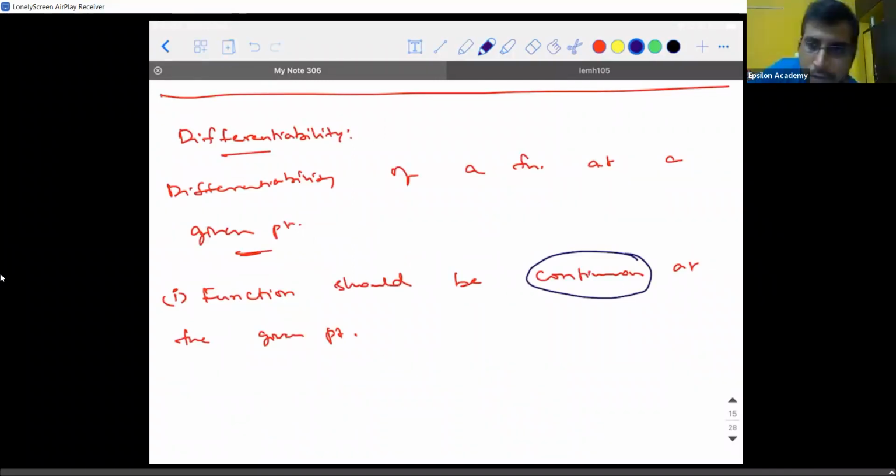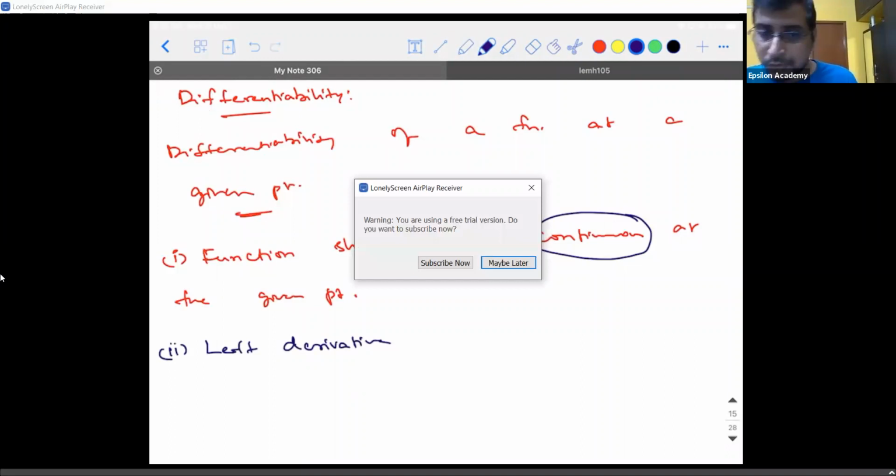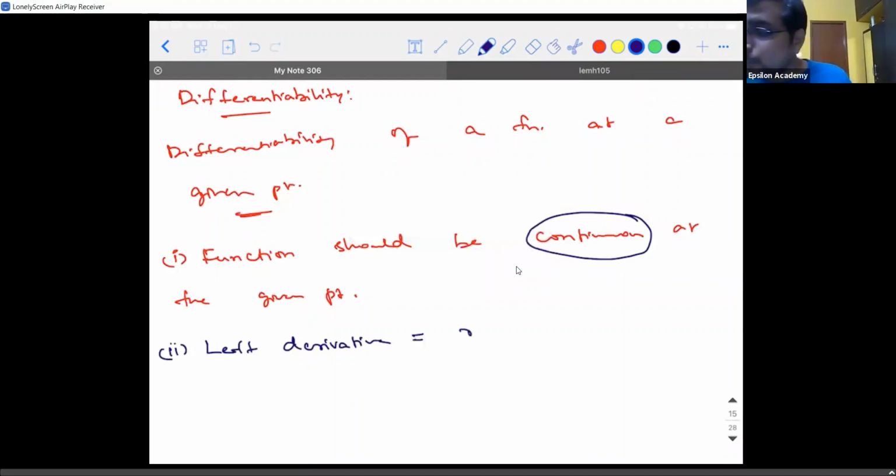Sometimes there will be certain questions where you can look and tell that the function is not continuous at all. Then you need not go for the concept of left derivative and right derivative and waste your time. It is not continuous, so it is not differentiable, as simple as that. The second thing is that the left derivative should be equal to the right derivative, which should be equal to the derivative at the given point.